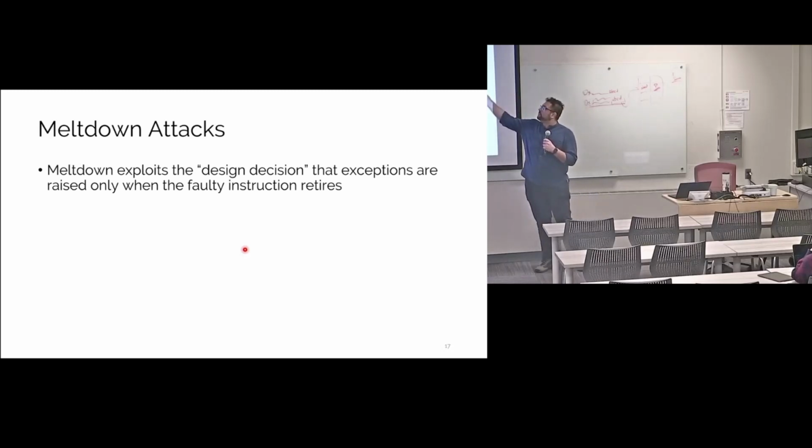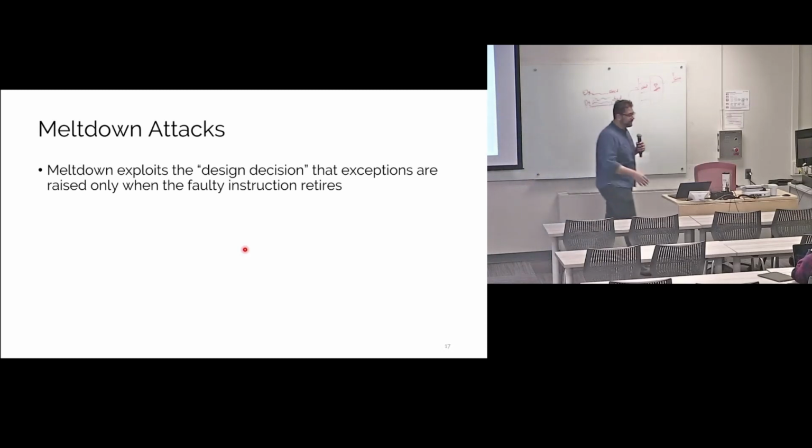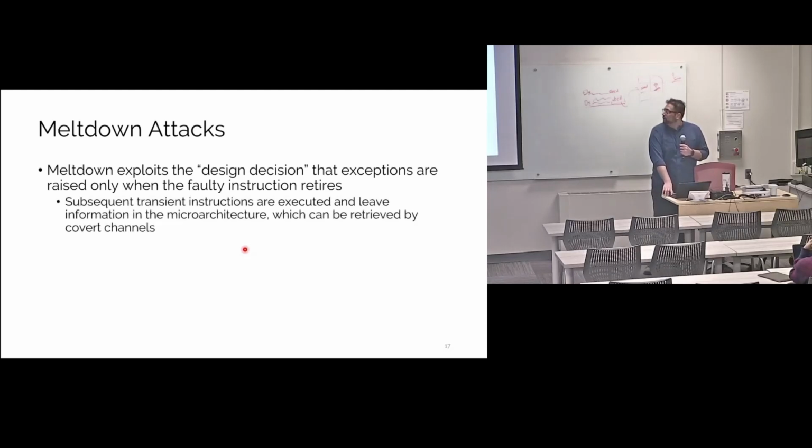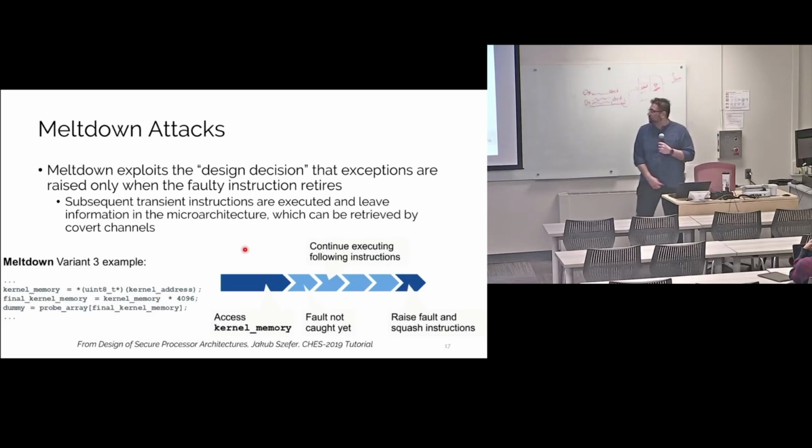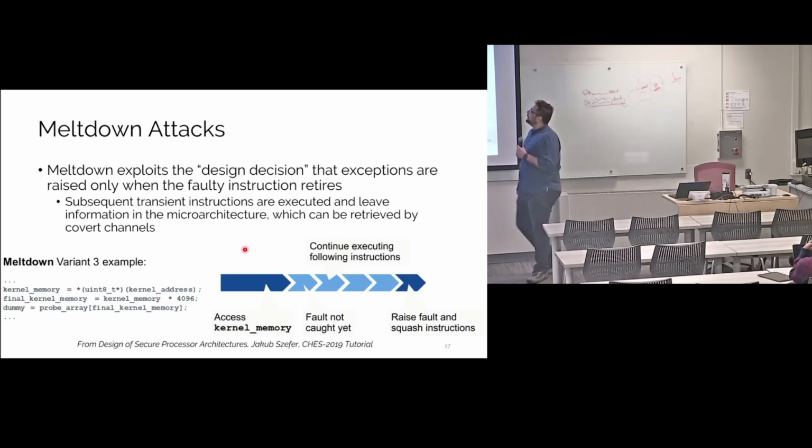So let's do that. AMD did not make this design decision. So that's the main reason why Intel is affected by Meltdown and AMD is not. There are other variants of Meltdown where various processors are impacted with varying frequency, so you can look at the particular papers and figure out what's going on. Because your exceptions are raised only when the faulty instruction retires, your subsequent instructions are executed in a transient manner and they leave information in the microarchitecture. So this is an example of the Meltdown attack, where you access the kernel memory with this kernel address.